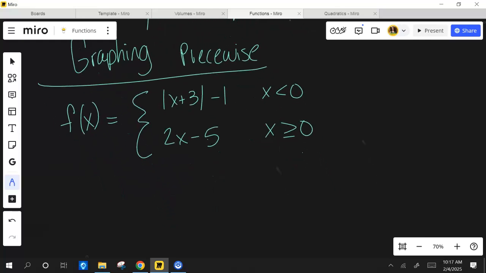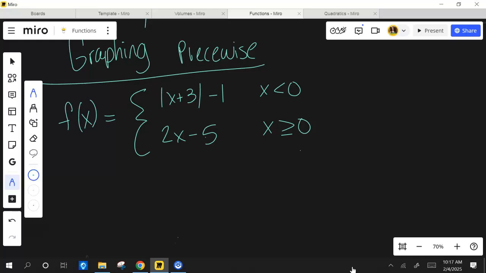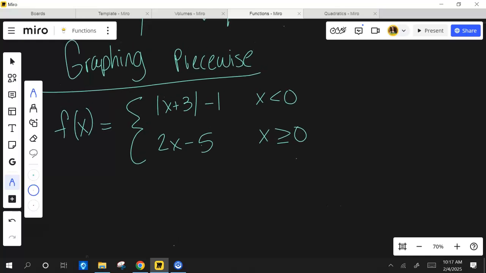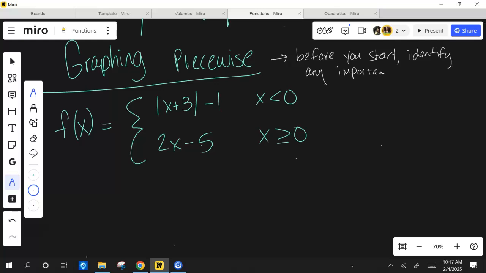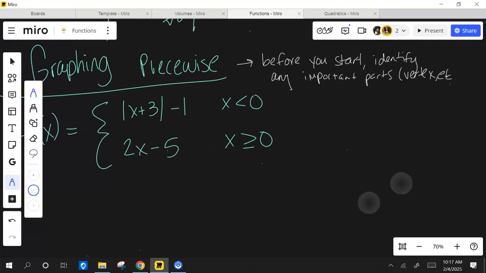Now, here's what I do whenever I graph these. Before I start, I want to identify any important parts like vertices, etc. And we'll do several examples and I'll tell you what I'm talking about.